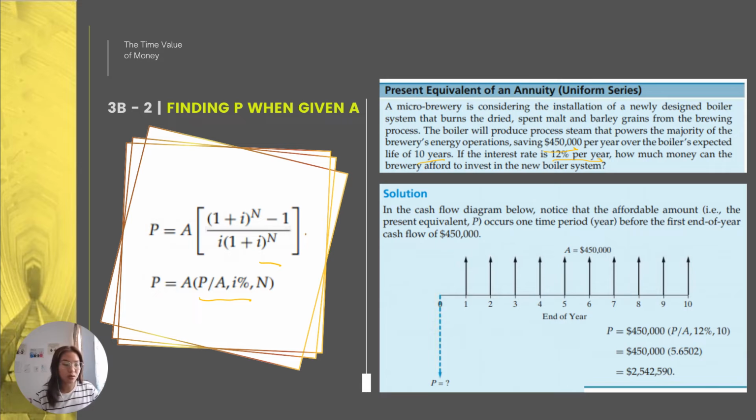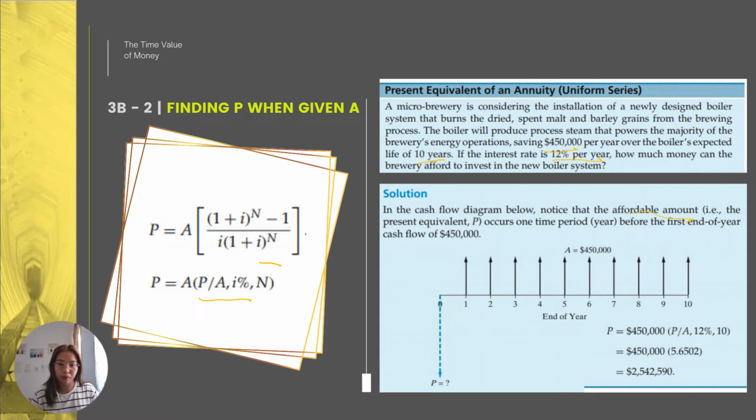Okay, solution. So we have your cash flow diagram, and if we notice, the affordable amount, P, occurs one time period, one year, before the first end of year cash flow, 450,000. Yes, $450,000.